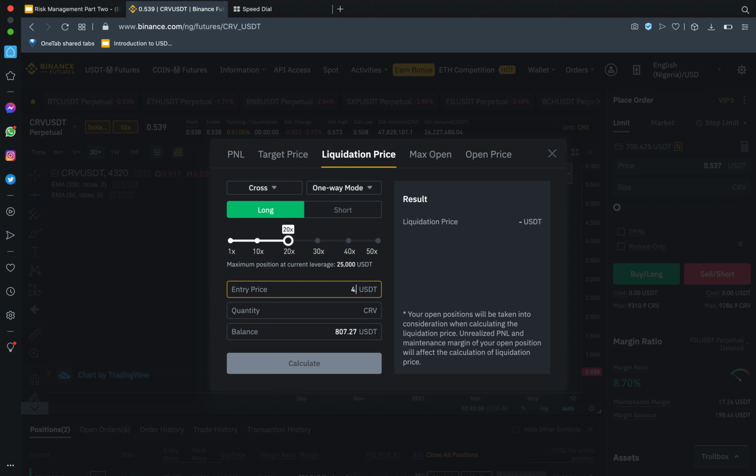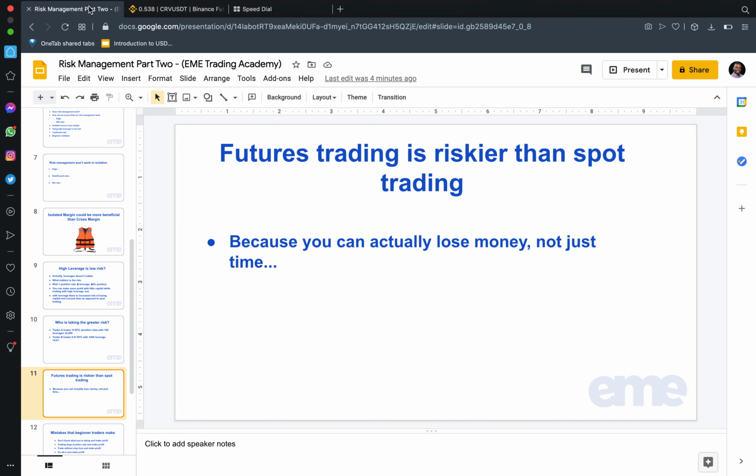You entered the trade at $4. You entered with 1,000 units of CRV, and you had an $800 account. You get liquidated by the time the trade gets to 3.2. Being liquidated means that you actually lost that money. It's gone. There's no bag holder position for you.